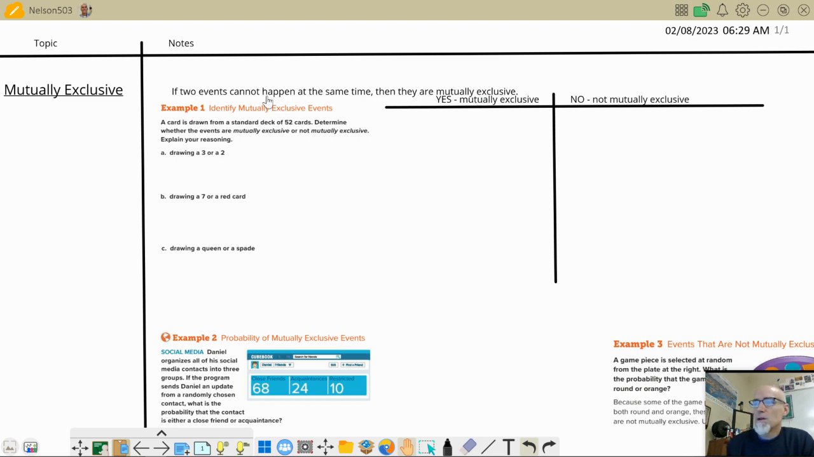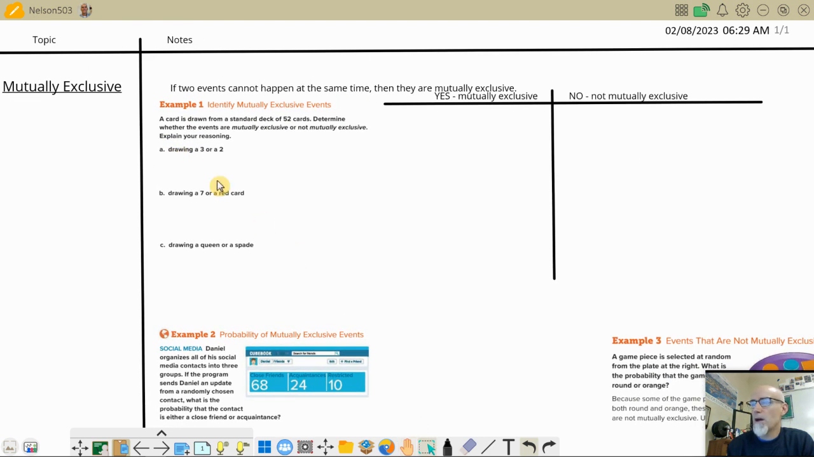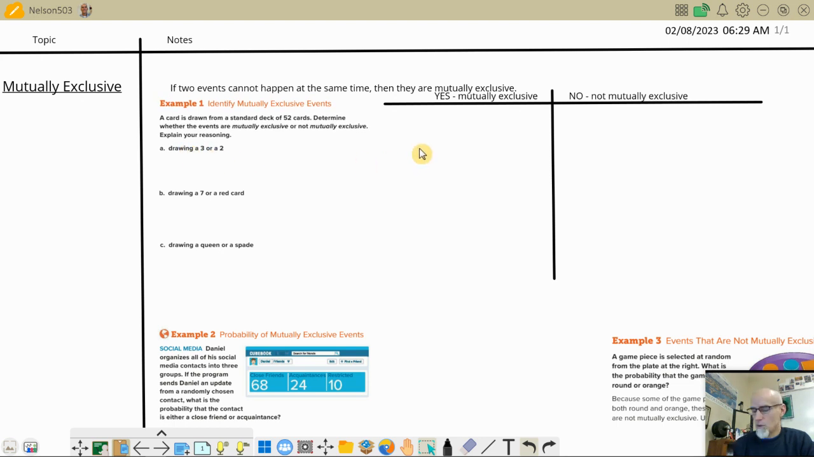So let's look at some more examples. If a card is drawn from a standard 52 card deck, what's the probability of drawing a 3 or a 2? There is no such card that is a 3/2. So this is a mutually exclusive event. I'm going to write it over here. So a 3 or a 2 is a mutually exclusive event.